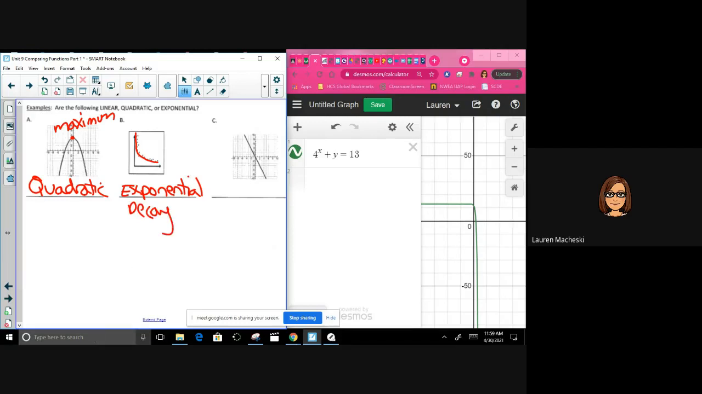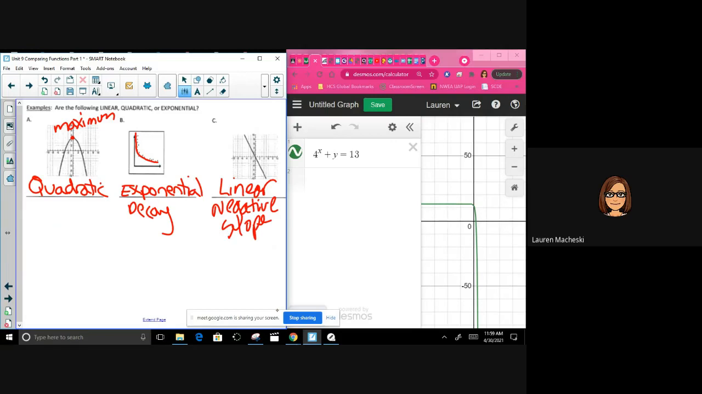What about the third one? That clearly is a linear. Is it going to have a positive slope or a negative slope? Why is it going to have a negative slope? Because it decreases. Very good. So that all should be the easy part.